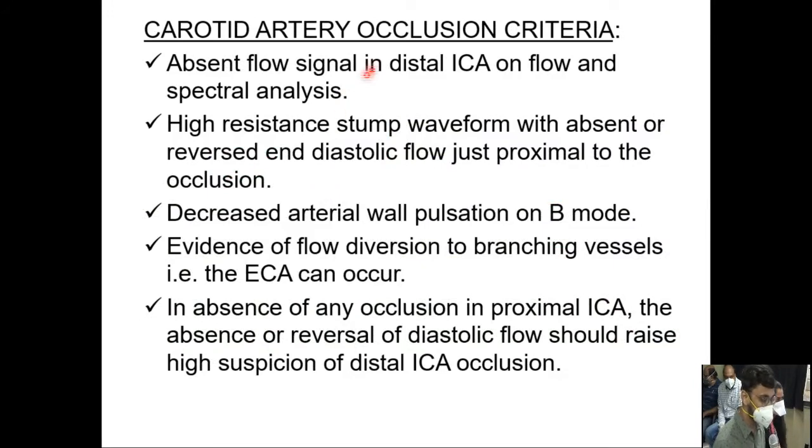So we have seen that in an occlusion patient there is absent flow signal in the distal ICA, and it was seen on the color and spectral analysis. There was a high resistance stump waveform and absent end diastolic flow, which is noted just proximal to the occlusion. There is decreased arterial wall pulsation on the B mode, and there is evidence of flow diversion. Normally in an occluded patient, the external carotid artery shows increased flow. In the absence of any occlusion in the proximal ICA, the absence or reversal of the diastolic flow should raise a suspicion of distal ICA occlusion.